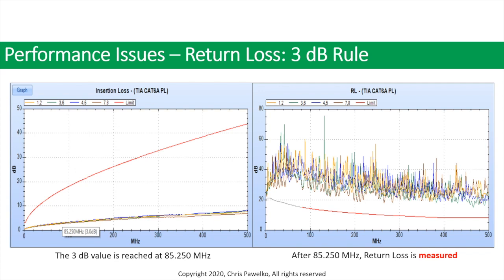In this particular chart, we can see that the 3 dB value has been reached at 85.250 megahertz. If we look at the return loss measurements, we can see that there is a gray line here. That gray line represents that those values are information only, so they're not required to be reported by the standards. And then the red line going beyond that shows that those values are reported in accordance with the standard that has been selected.